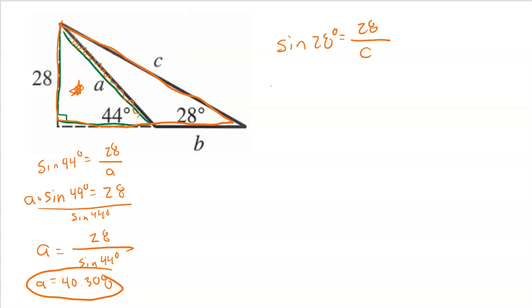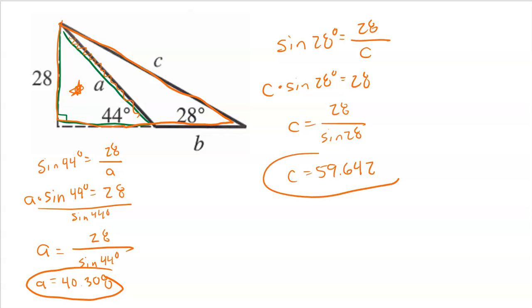So once again, I'm going to multiply that C over to the other side. Divide everything by sine of 28. So I get 28 divided by sine of 28 degrees. And again, make sure you're in degree mode. 28 divided by sine of 28 degrees is 59.642. All right, how do I find B?